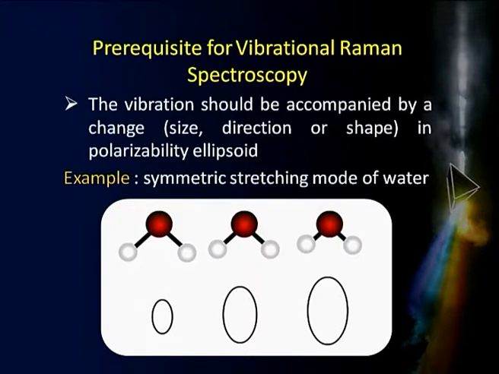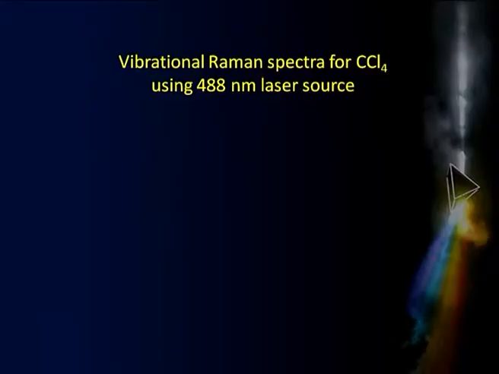So, what you find is that in this simple case, you have a water molecule undergoing symmetric stretching vibration. In this case there is a change in the size of the polarizability ellipsoid. So, this mode of vibration is going to be Raman active, or it is going to show vibration Raman activity. That means I will be seeing this mode of vibration in the Raman spectrum if I perform the experiment over there. Let us take an example.